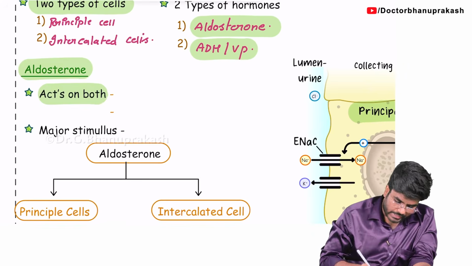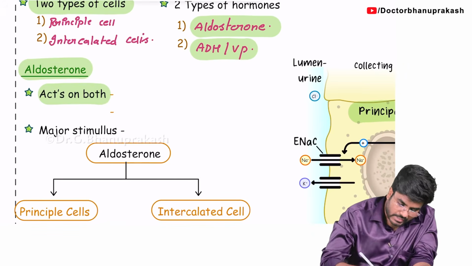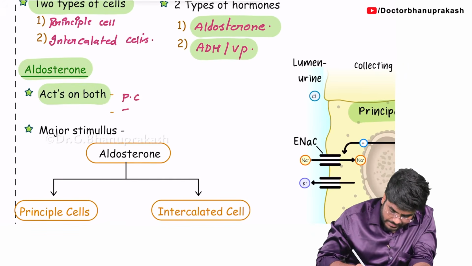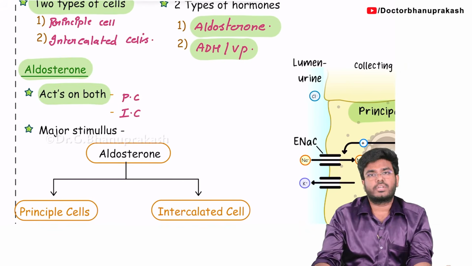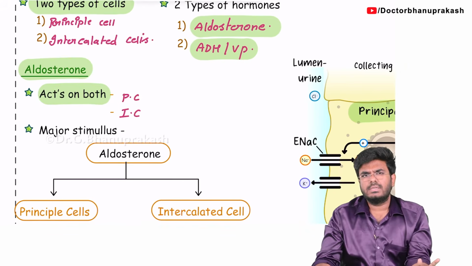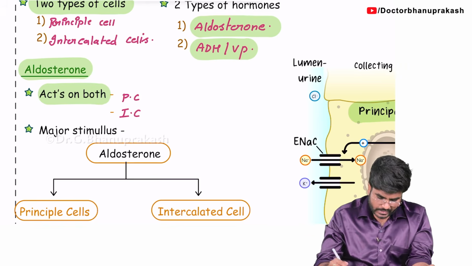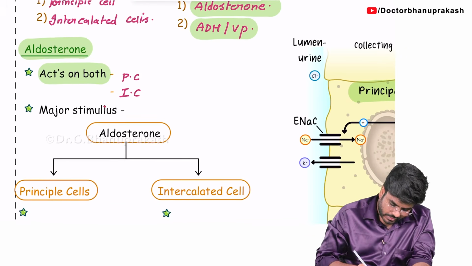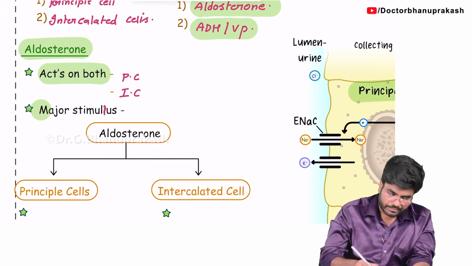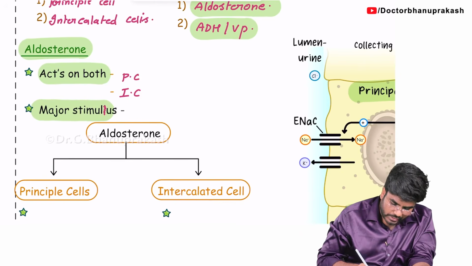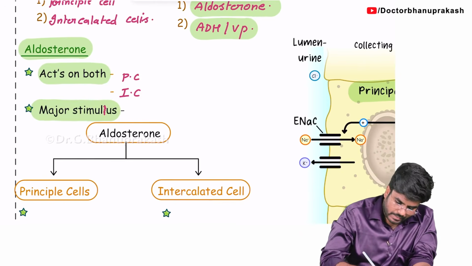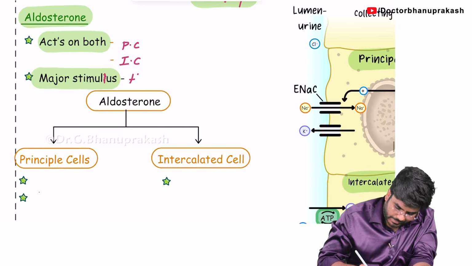Aldosterone acts on which cells? Aldosterone acts on both principal cells as well as intercalated cells. We all know aldosterone is a steroid, it goes into the cells. It crosses the cell membrane. Next, what is the major stimulus for the release of aldosterone? In which condition do you think aldosterone is released from the adrenal gland? The major stimulus is hyperkalemia.